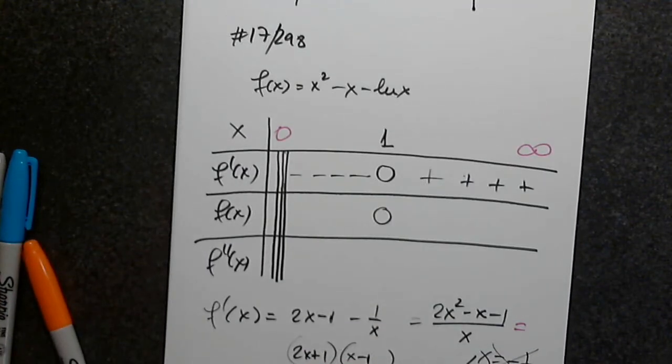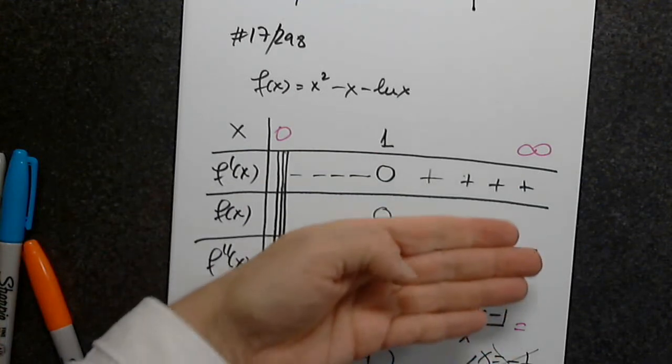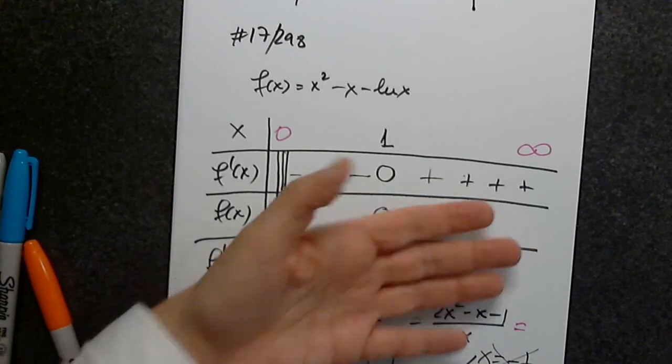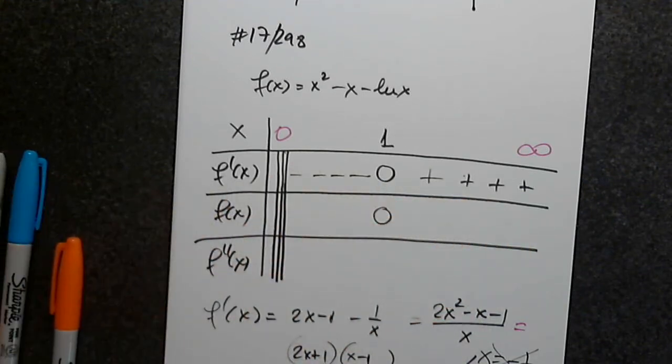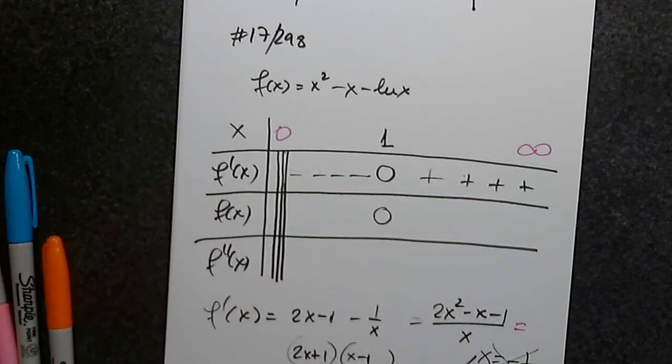So now, what will you say? We haven't finished. We're not even halfway through. But what will you say about the interval (0, 1)? What does the function do on the interval (0, 1)? We haven't checked. We haven't put the information for the function yet. But by simply looking at the first derivative, what will you say the function is doing between 0 and 1?